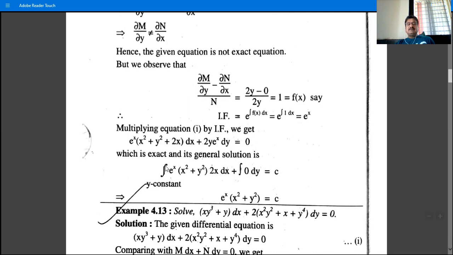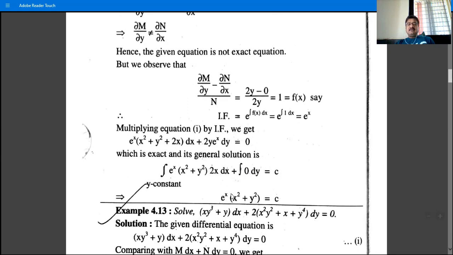And so what is M dx? This is e raised to x times (x square plus y square plus 2x) dx, plus 2y into e raised to x dx, plus terms in N independent of x. There is only one term, 2y into e raised to x, and it depends on x, therefore the terms in N independent of x are 0, so 0 dy is equal to a constant.